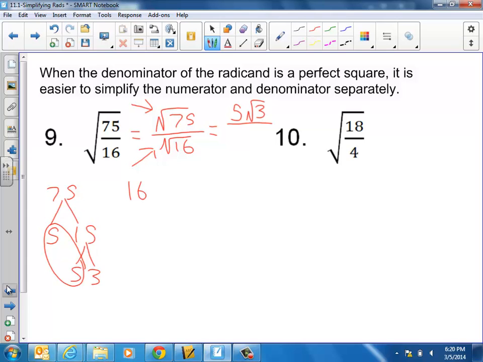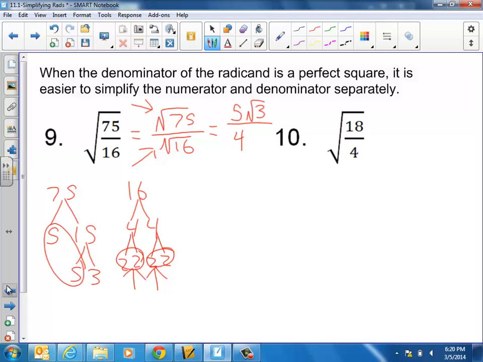Now the 16 here breaks down as a 4 and a 4. Many of you guys know that the square root of 16 is 4. Let's take it all the way. That's 2 and 2, 2 and 2. So we've got 2 2's that multiply together outside the radical. The 2 times the 2 would give you 4.